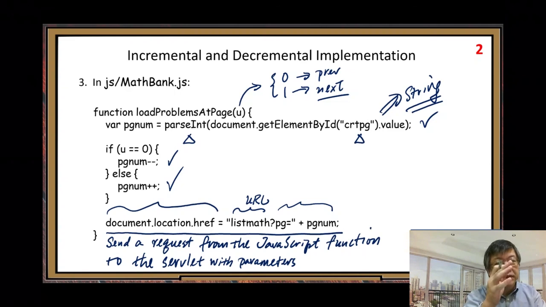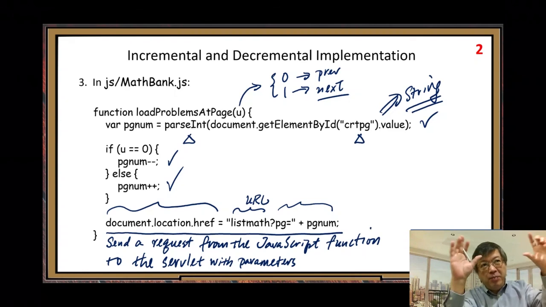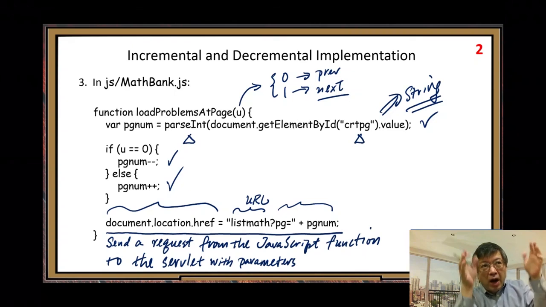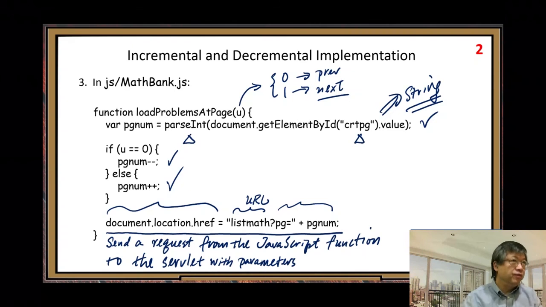Later you will know document.location.href. Then you send a request to the servlet. After that, that page is returned, so you just display it. We have the display part before, right? Here we just request that page. Don't worry when you do decremental, incremental operations that the page number could go out of bound, because in the servlet we will fix it. When you move the page number out of the range, we have the fixing code part. We make it back to the range.